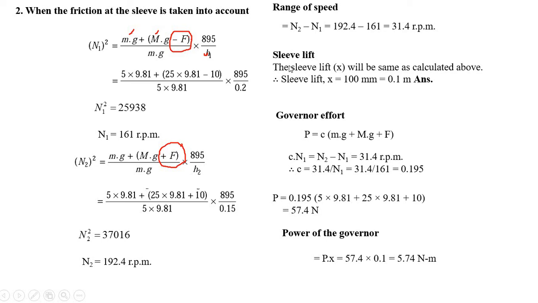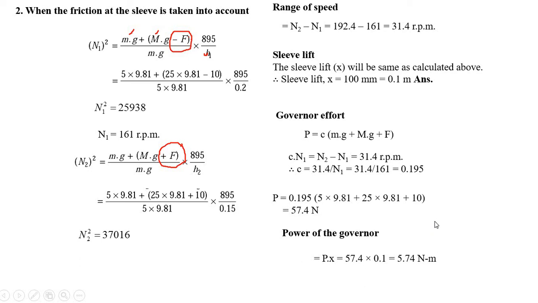Next is sleeve lift. What about the sleeve lift? Already you know, sleeve lift 0.1. Governor effort F1. Small correction here: F only and then plus F. So what is the governor effort F1? Finally, we get the power of F1.